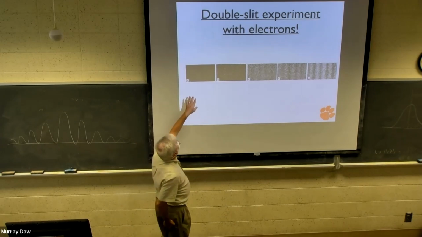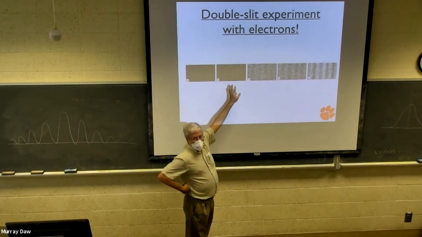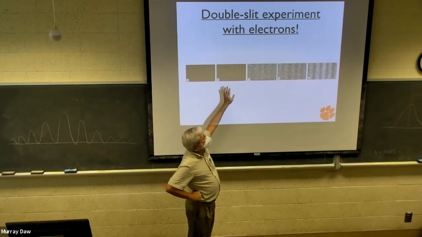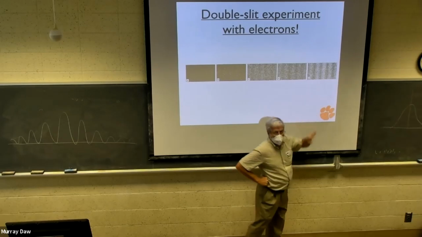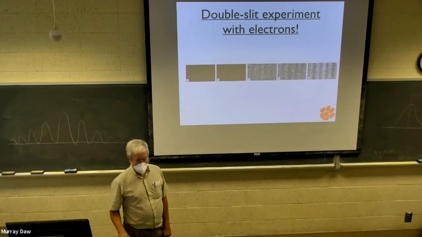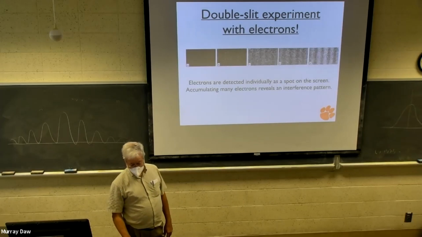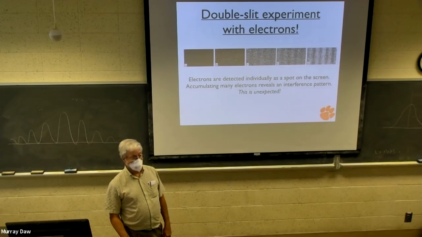So this is an illustration. You get individual blips. If you record where you see them on the screen, you keep recording, and over time you accumulate enough blips, you see the pattern showing up. But only one blip at a time. That's really strange. What's going on there? That's quantum mechanics.